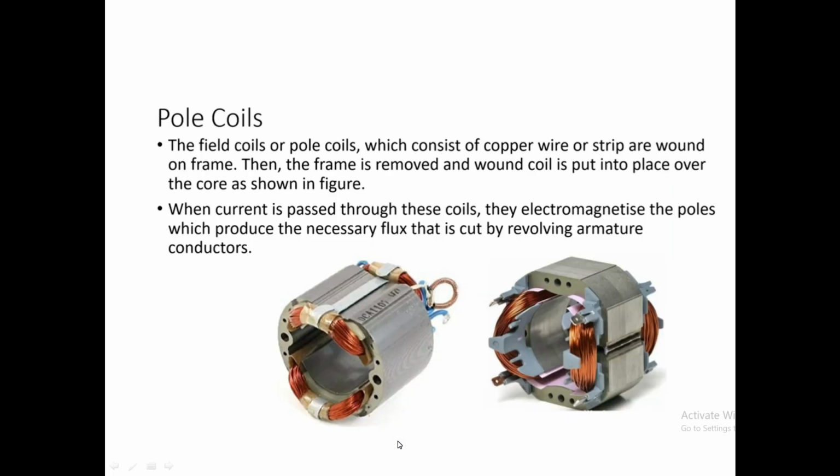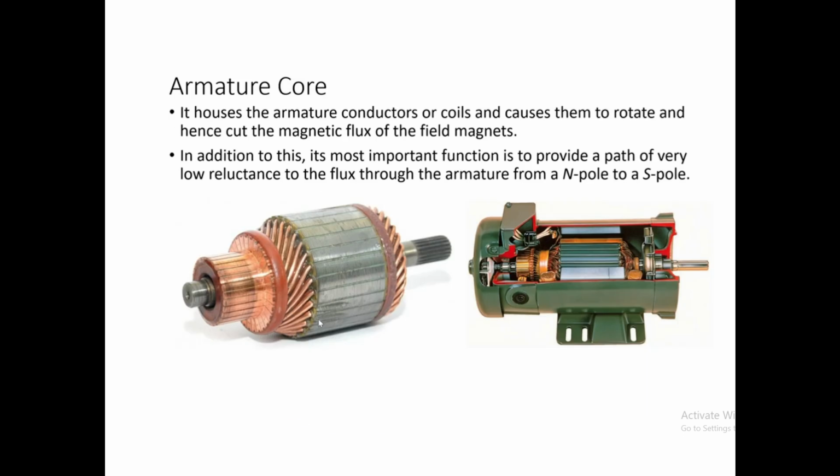Then pole coils are nothing but field coils. What is the need? When current flows through it, that makes the pole core a magnet, an electromagnet. Okay, then the armature core. With that we have discussed the stator components. Correct, now the rotor components. First thing is the armature core. The armature core has slots to accommodate the armature windings, and the important function is to provide a low reluctance path. We'll discuss how it provides a magnetic path later on.